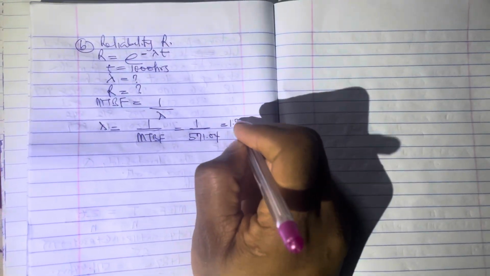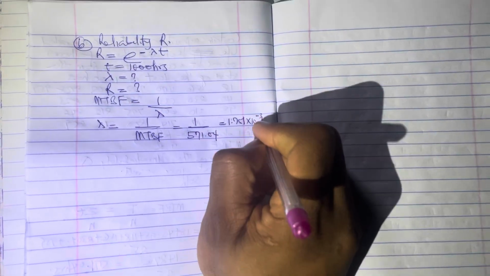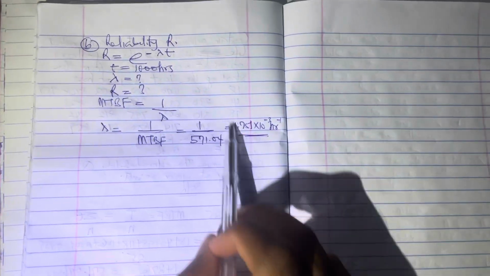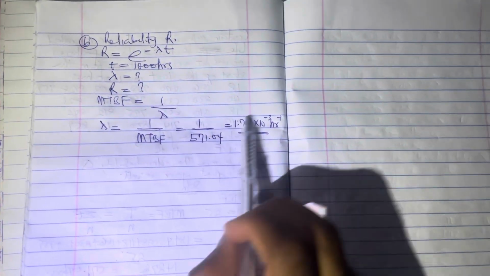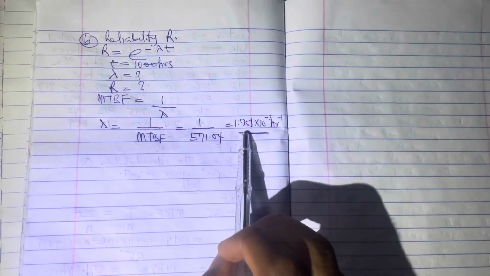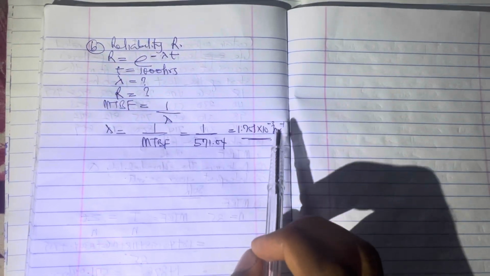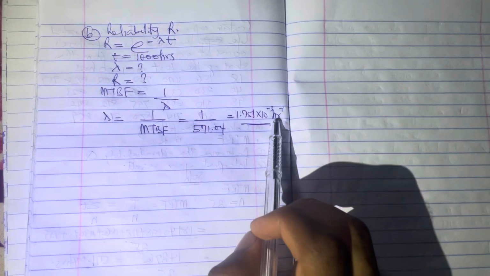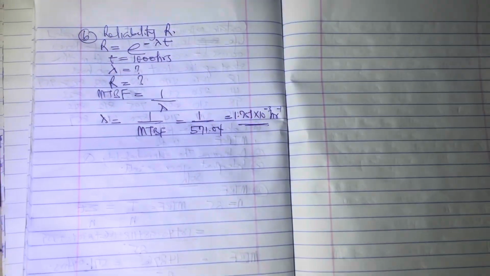You know that MTBF is 571.04, so 1 over 571.04 will give you 1.751 times 10 raised to the power minus 3 per hour. It means there is a failure of this in every hour. This is more like the mean failure. In every hour, you have 1.751 times 10 raised to the power minus 3 likelihood of failures. That's what failure rate means.